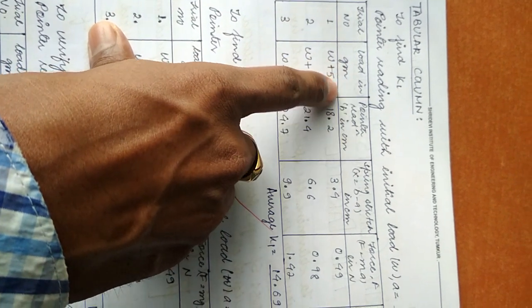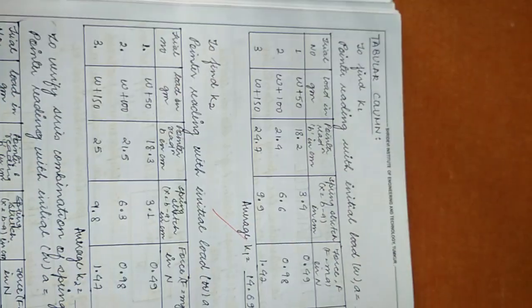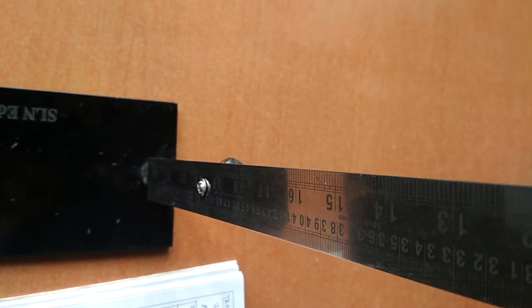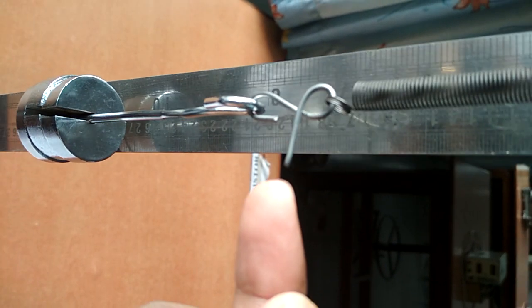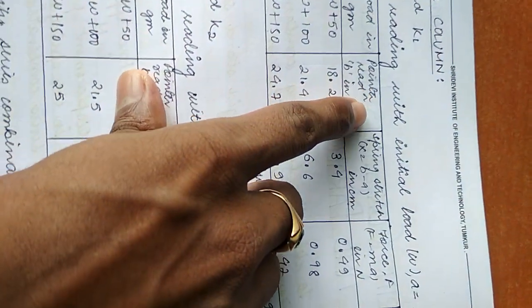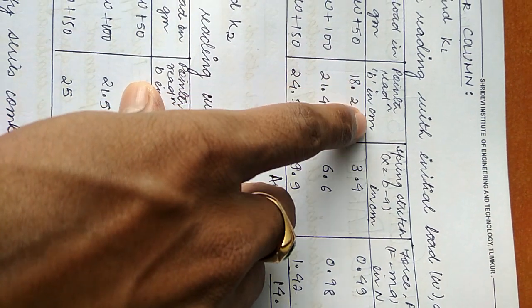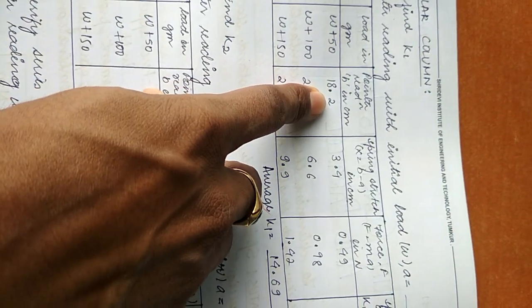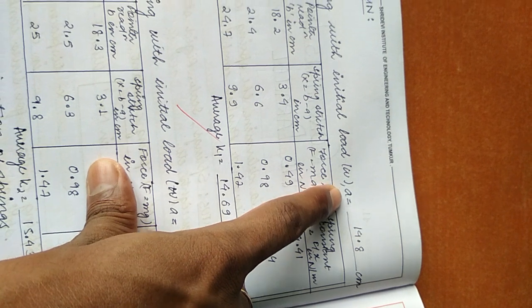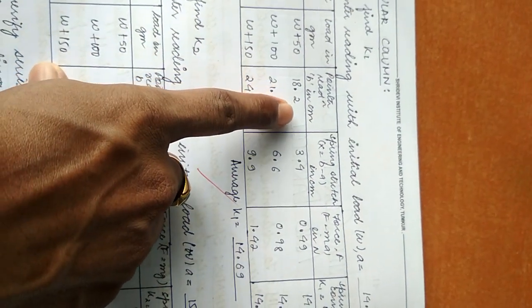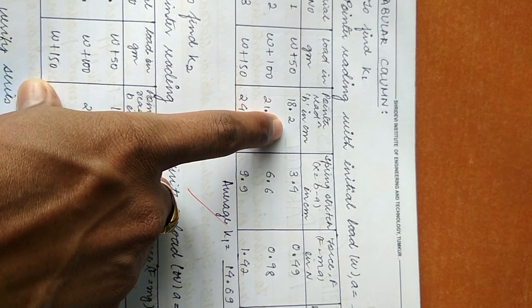Then in the first trial, you can see the column, load in grams: initial load plus 50. When we apply initial load plus 50, whatever pointer reading we get is represented by B. Pointer reading B is also in centimeter, for example 18.2. With the initial load we get 14.8, represented by A. With initial load plus 50 gram, we get 18.2, represented by B.